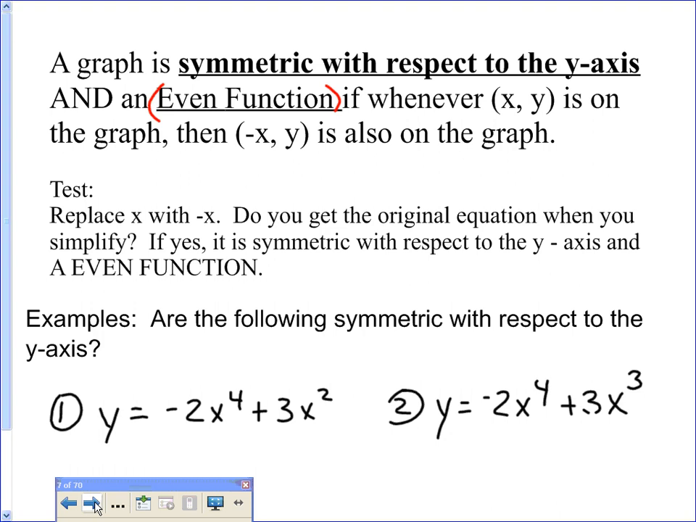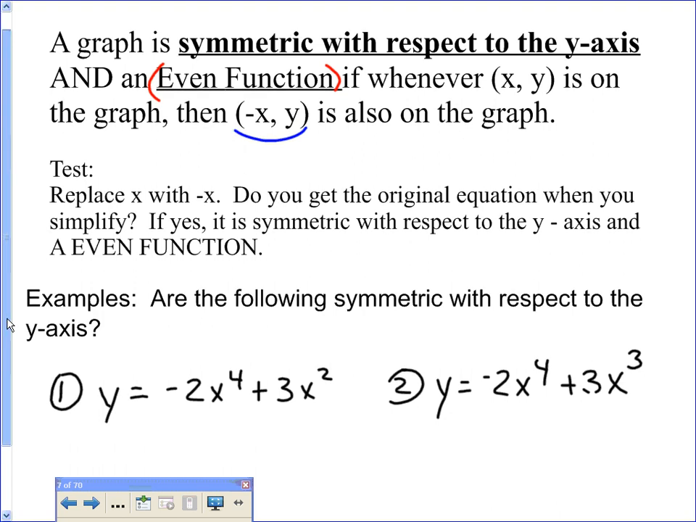What this means is if the point (x, y) is on the graph, then the point (negative x, y) is also on the graph. We're going to look at some visual examples of this in just a minute, but the test for this algebraically is to take the x and replace it with a negative x. If you get the original equation back when you do this and you simplify, then the answer is yes, we have symmetry with respect to the y-axis.